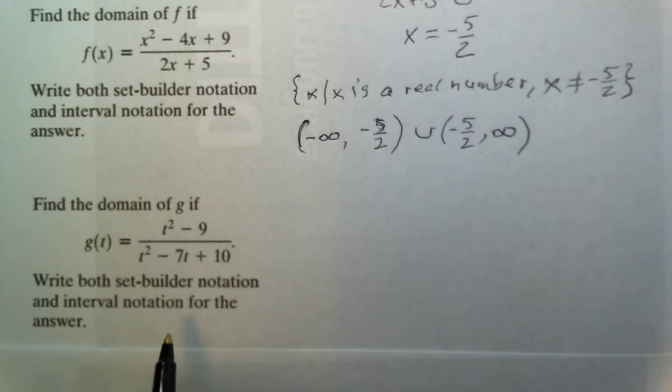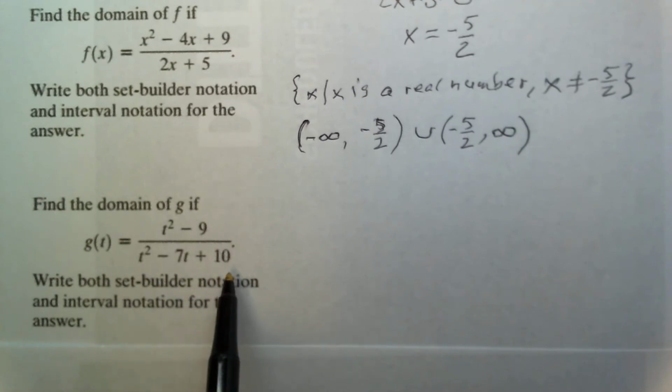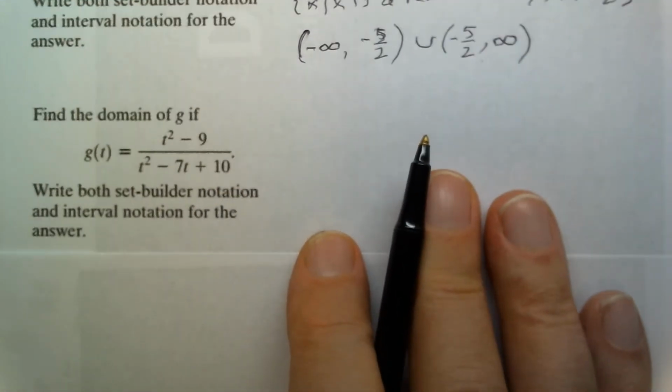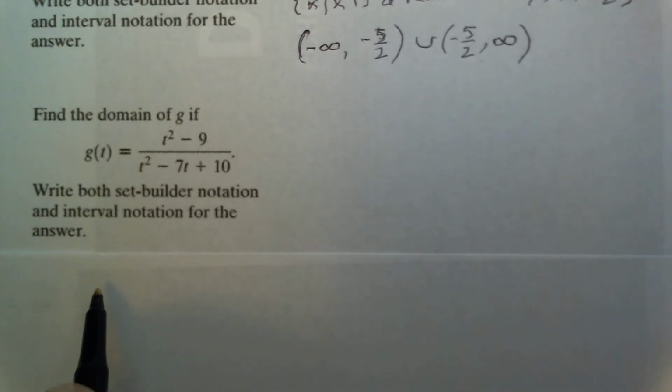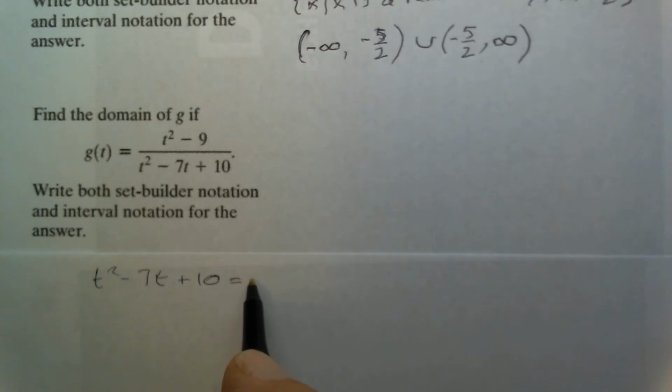The second exercise is very similar. Here the question is, find the domain of g if g of t equals t squared minus 9 divided by t squared minus 7t plus 10. And as before, to find out for which the denominator is equal to 0, we set the denominator equal to 0. And so we want to find out for which values of t, t squared minus 7t plus 10 is equal to 0.